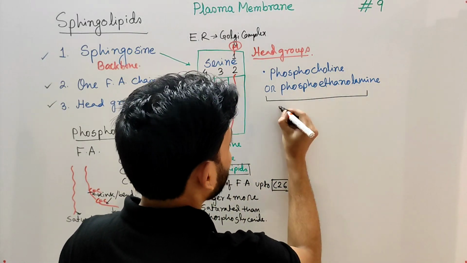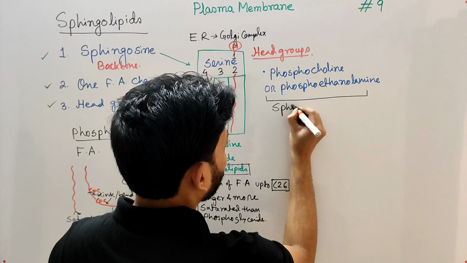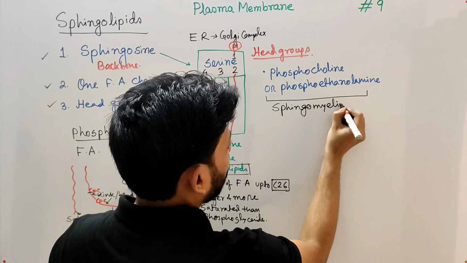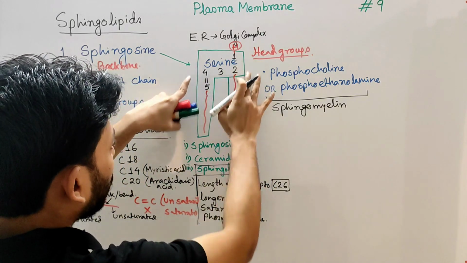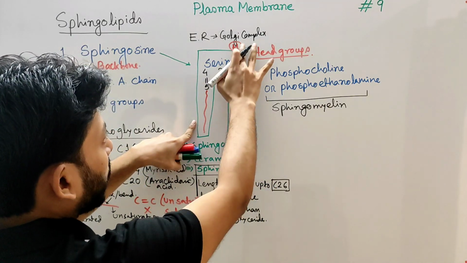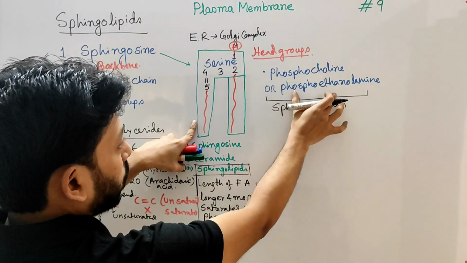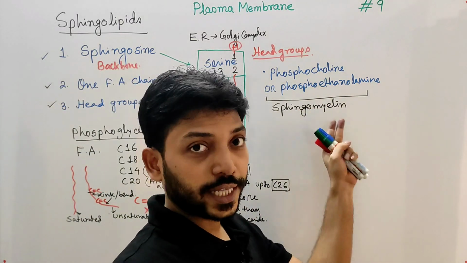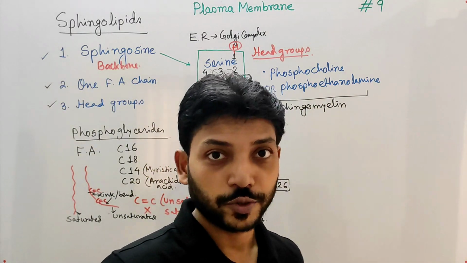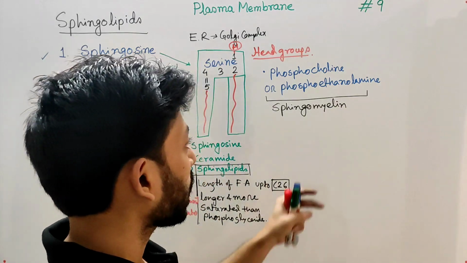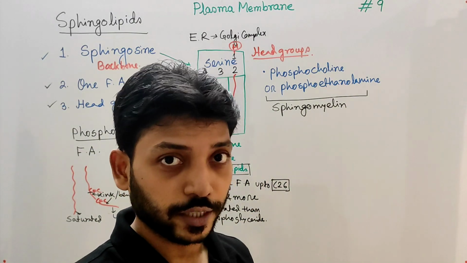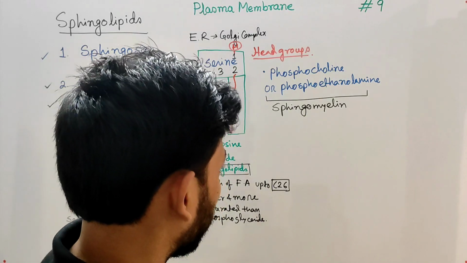Remember the term sphingomyelin. The basic structure will be the same, serine, two fatty acid chains attached, but the head group is just phosphocholine or phosphoethanolamine. We call it sphingomyelin. Now the name suggests myelin, that means it is present in the nervous tissue of our body. Basically in the myelin sheath, sphingomyelin lipid molecules are abundantly present.